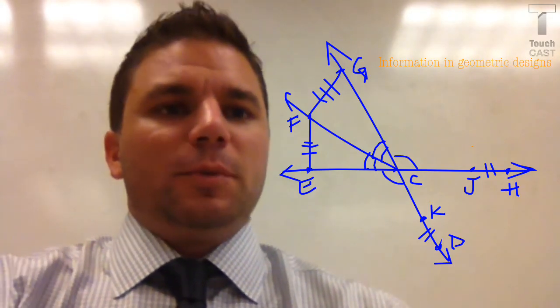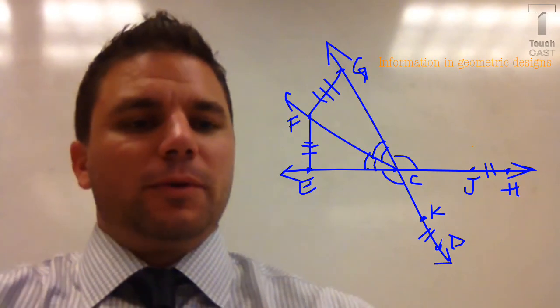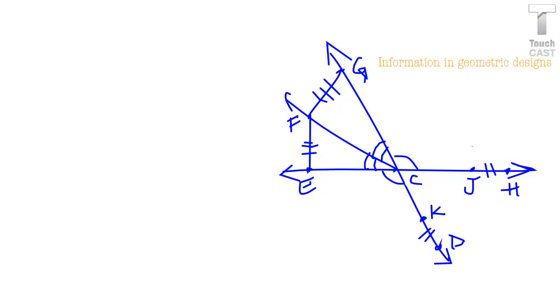Alright, so to take things up a little bit further, what if we have a diagram that looks like this? What we need to do is take a look at it and try to identify anything we possibly can from it. For example, we have these markings here, which tells me that line segment FE is congruent to line segment FG.